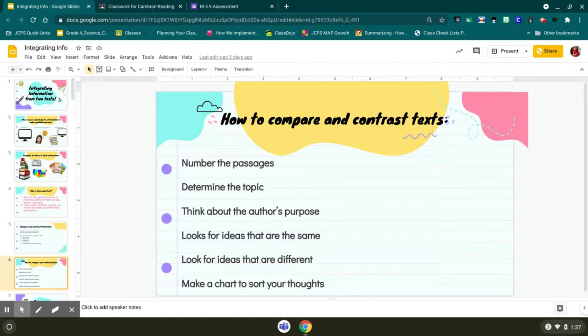We're going to determine the topic. So what is the article about? What is the website about? What is it telling me? We're going to think about the author's purpose. Are they trying to inform me? Are they trying to persuade me?